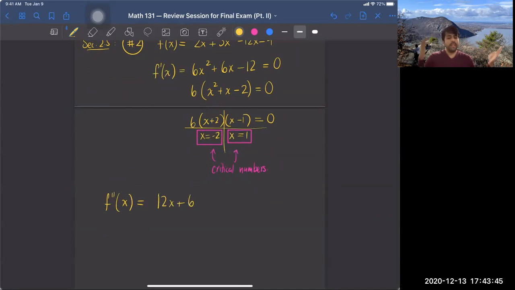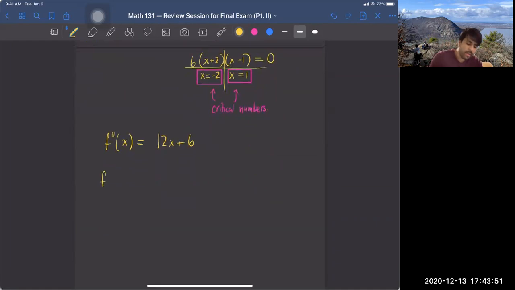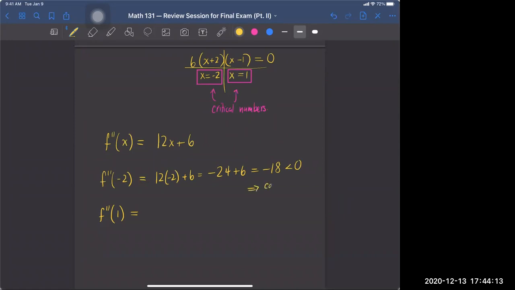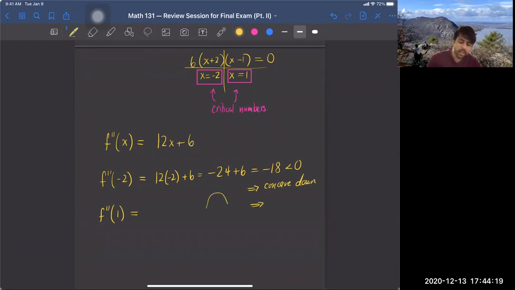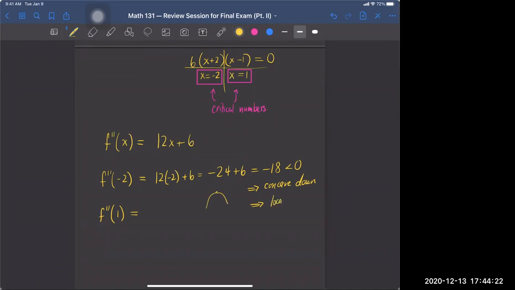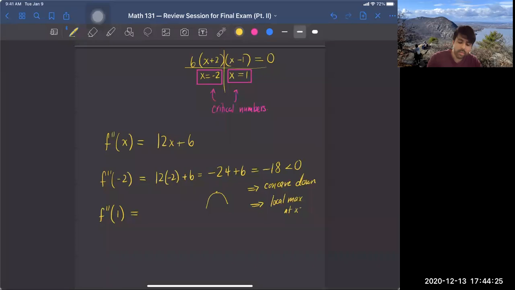See, the derivative of this function is pretty straightforward. Now all I have to do is test what happens to the second derivative at x equals -2 and at x equals 1. So when I plug them in, I get what? 12 times -2 plus 6, which is -24 plus 6, which equals -18. That means I have a negative second derivative at x equals -2, indicating what? You have a local max. It's concave down, and if it's concave down, I'm going to have something like this, a max, exactly. So a local max at x equals -2.